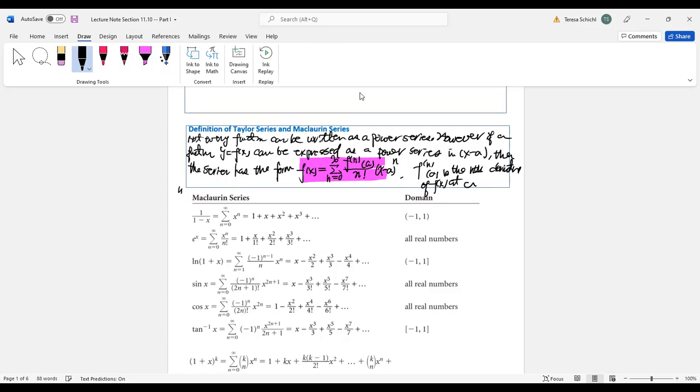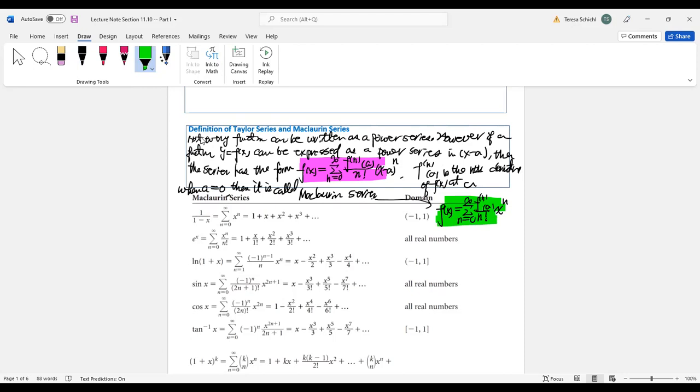When a equals 0, this series is called the Maclaurin series. That means you can rewrite f of x equal to the summation from n equals 0 to infinity of f to the n of 0, divided by n factorial, times x to the n. This we call the Maclaurin series.